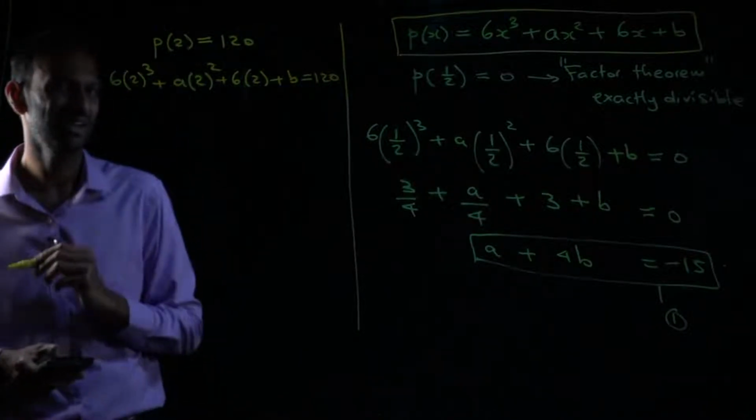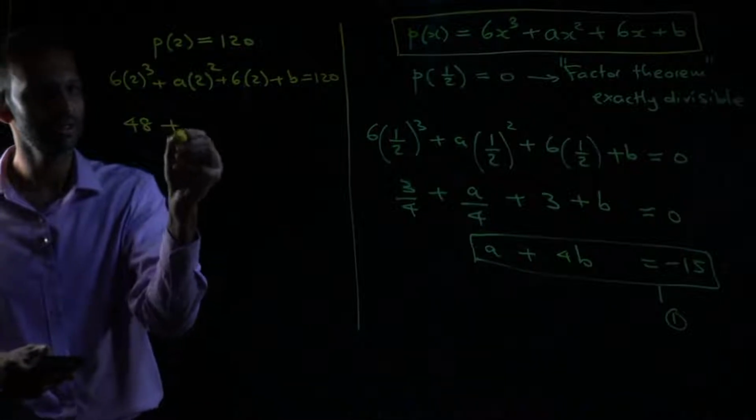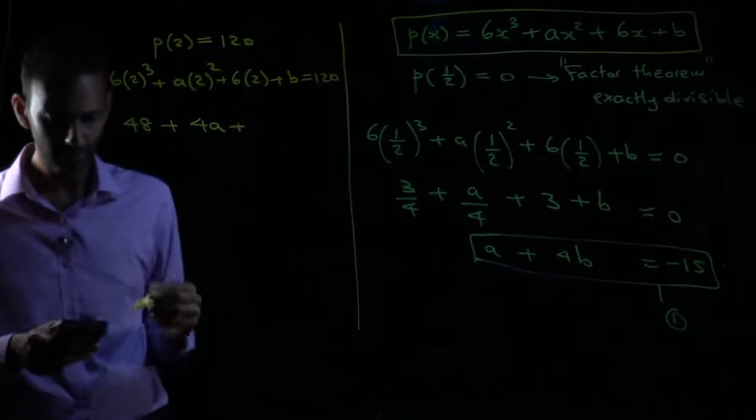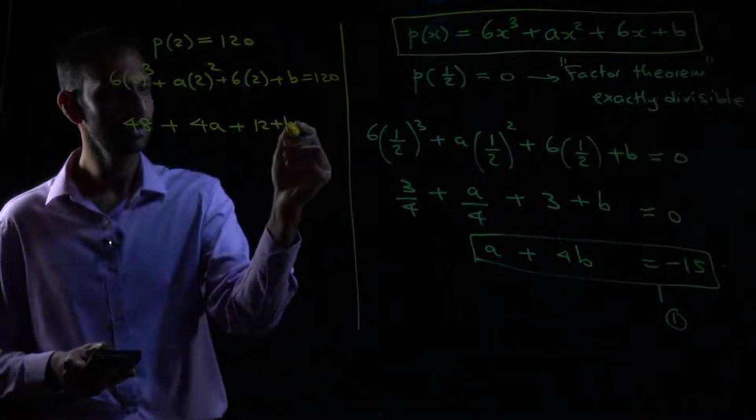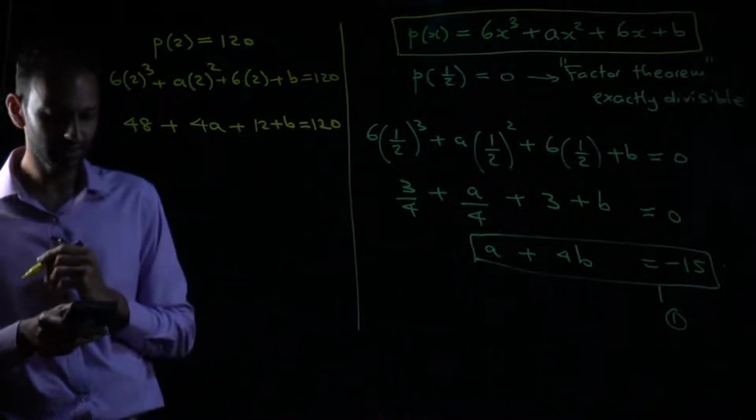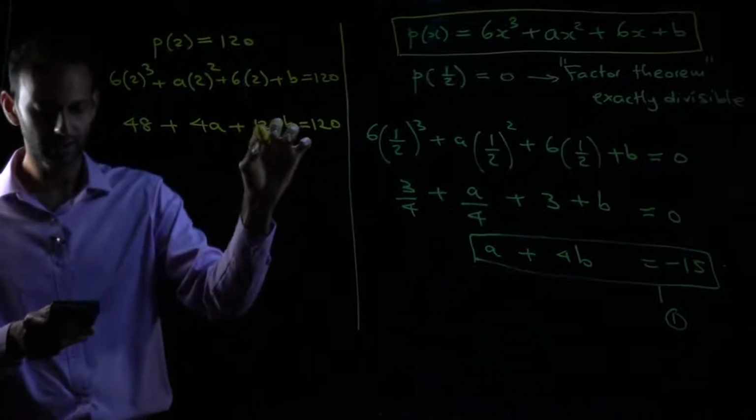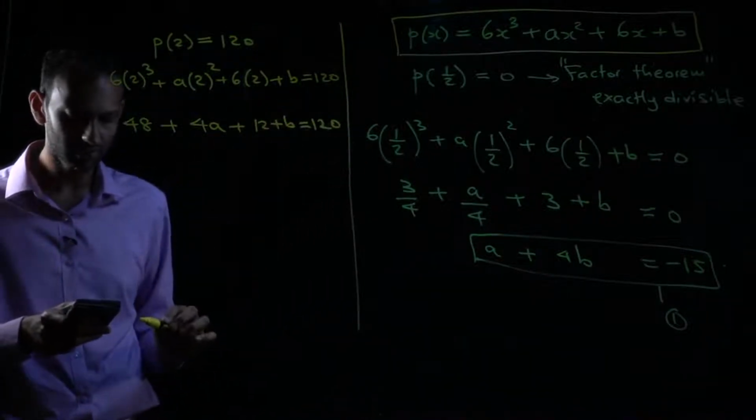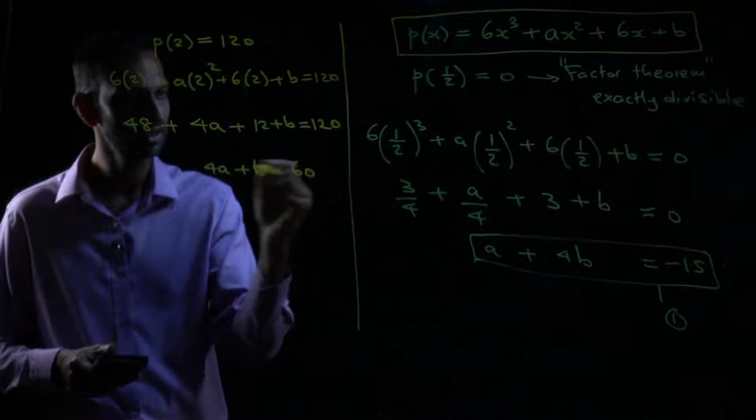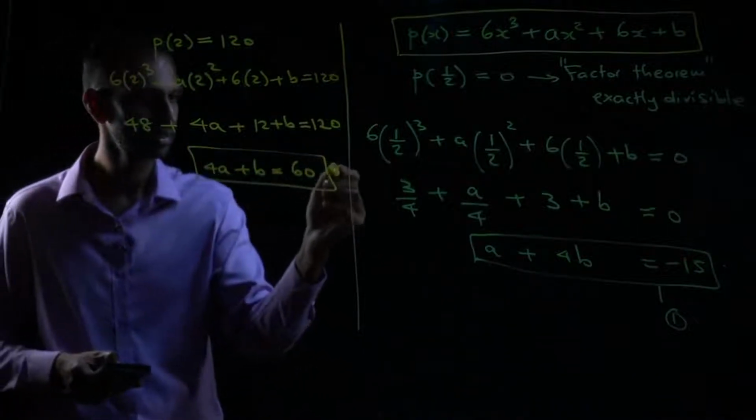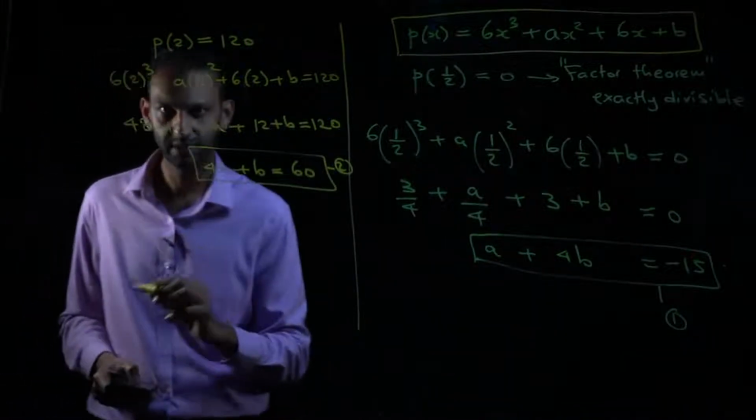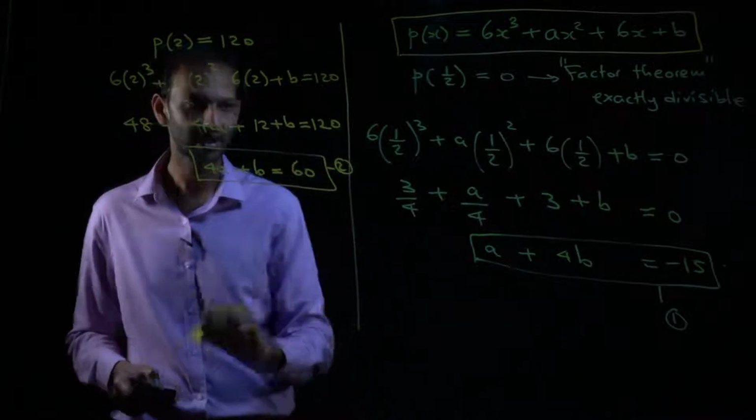2 to the power of 3 is 8, 8 times 6 is 48, plus 2 squared is 4, 4 times a is 4a, plus 12, plus b is equal to 120. So if we simplify this equation, 48 plus 4a plus 12 plus b is equal to 120, we will have 4a plus b is equal to 60, and that's the second equation. That's equation number 2. So I repeat, 4a plus b is equal to 60 is the second equation.